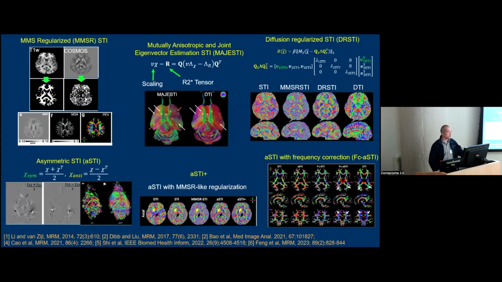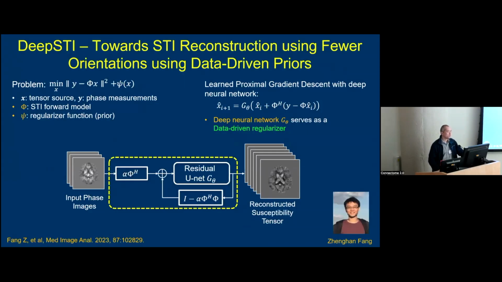And over the years, people have proposed different strategies to do the regularization for STI. But overall, the performance is still not that good, in the sense that the reconstructed susceptibility tensor is not coherent enough to do whole brain fiber tracking. So to address this challenge, our group has proposed a deep learning-based reconstruction for STI. Basically, we used a physics-informed convolutional neural network to solve a regularized STI reconstruction.